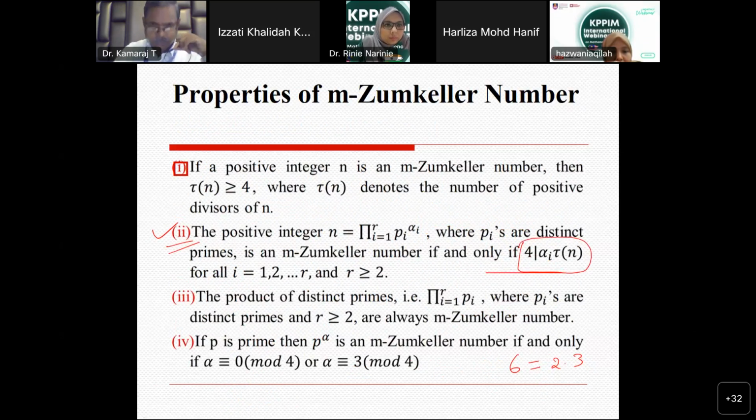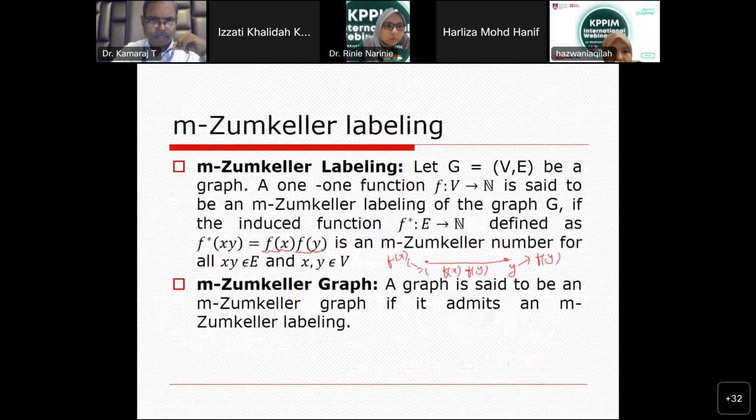So we can use this property because this property is if and only if. You see that? This property is if and only if. Both ways it is true. If this property is satisfied, then the number is a Zumkeller number. Or if the number is a Zumkeller number, this property is satisfied. Okay. So now we'll come back here.